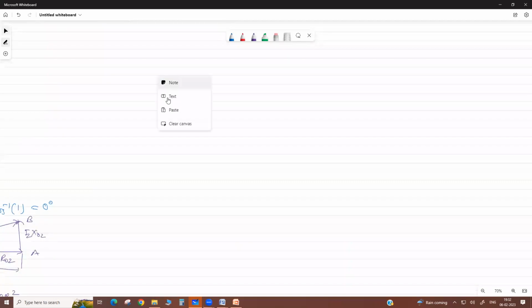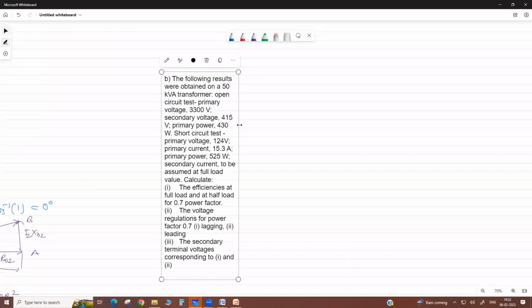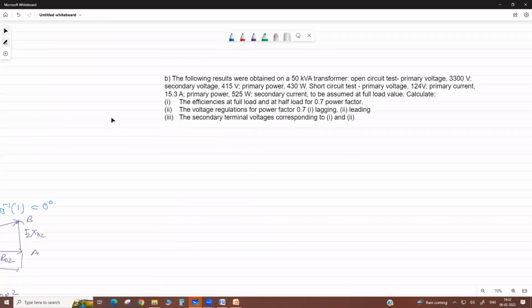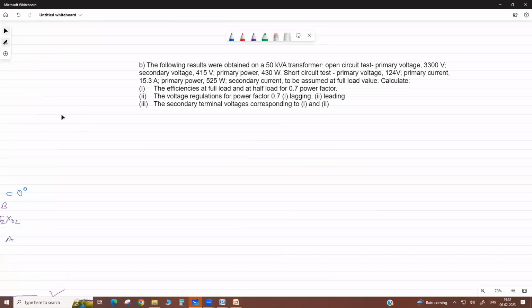Now, this was a question asked recently in your exam paper. The following results are obtained on a 50 kVA transformer. So your transformer is a single phase transformer. When we apply to the primary the rated voltage V1, that is 415 volt.